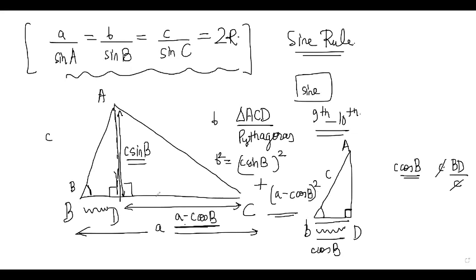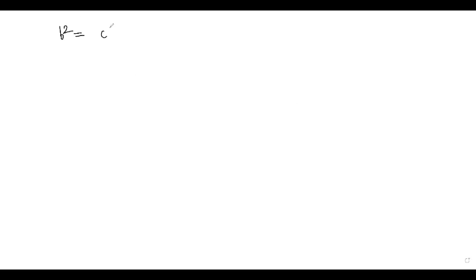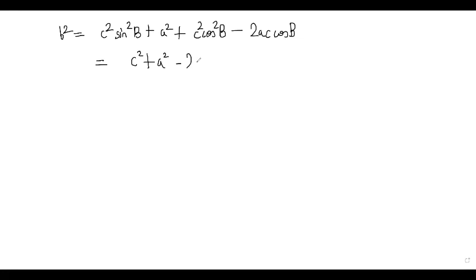So that is a very straightforward thing. Once you do that, you will get b square. Just expand this, you will get b square is equal to c square sine square b plus a square plus c square cos square b minus 2ac cos b. And that becomes c square plus a square minus 2ac cos b. That is your cosine rule, right?